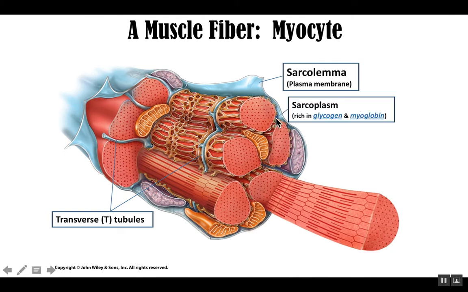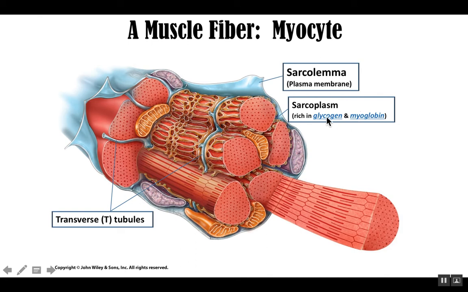The fluid inside the muscle cell is known as sarcoplasm. You've probably heard of cytoplasm. If we're looking at the cytoplasm of a muscle cell, it's often called sarcoplasm. And there's a couple components in there that are going to be extremely important for us when we get to muscle contraction and muscle physiology. The sarcoplasm is rich in glycogen and myoglobin.